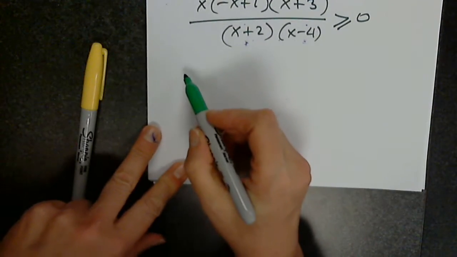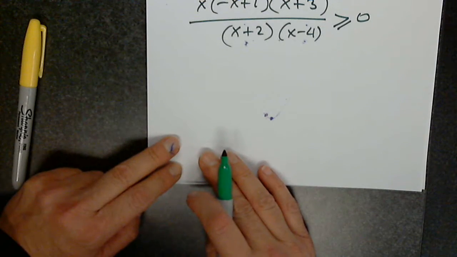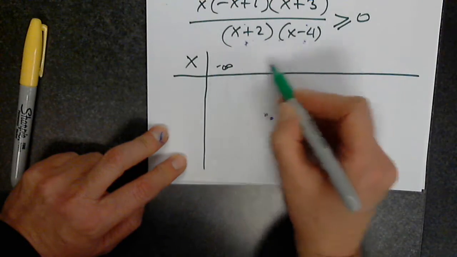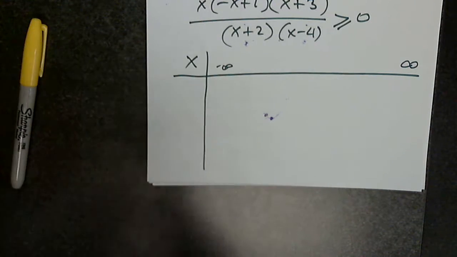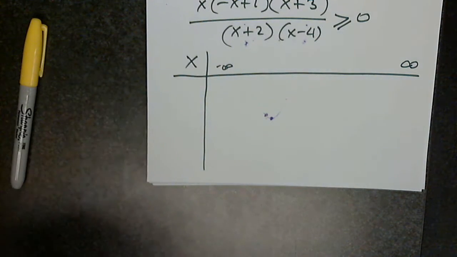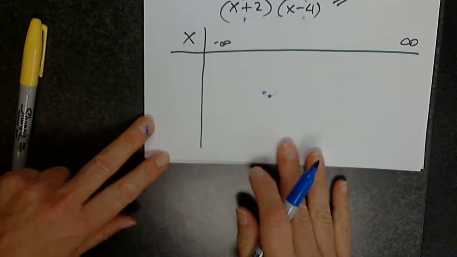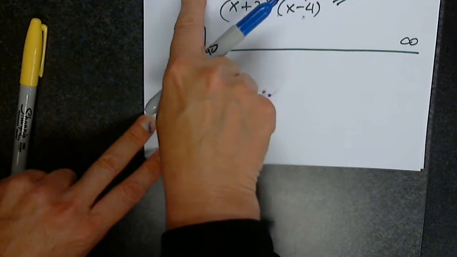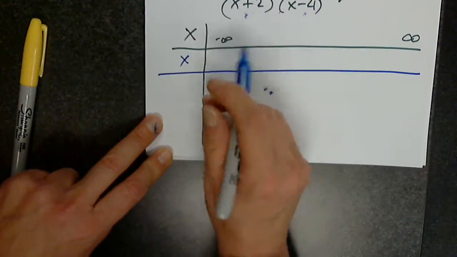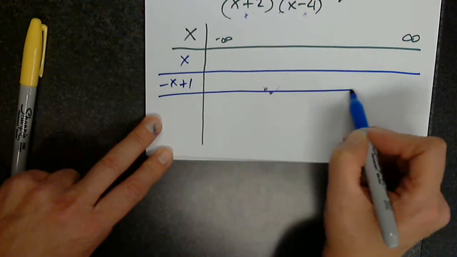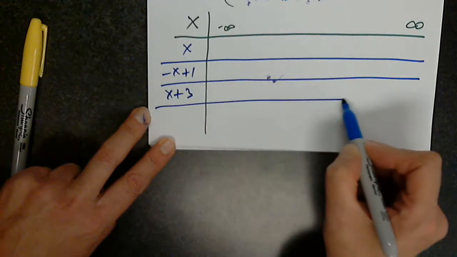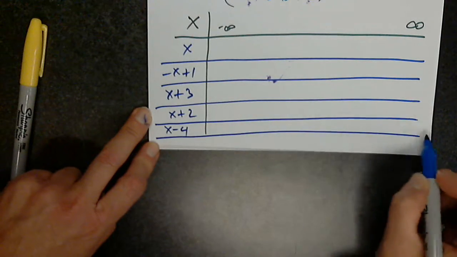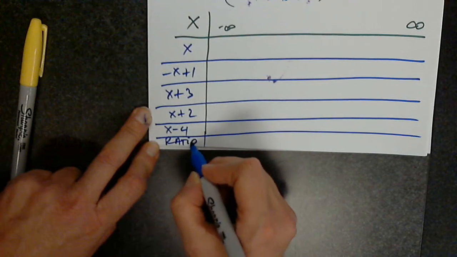How many factors do I have to write in the chart? 5 indeed. X is not counted because x is the variable in the problem, so it's negative infinity to infinity. Can anyone dictate the first factor that needs to be put in? The first factor is x. The next factor is? The next factor is? The next factor is? And then x minus 4. And at the very end, I'm going to say ratio, because I ran out of room.